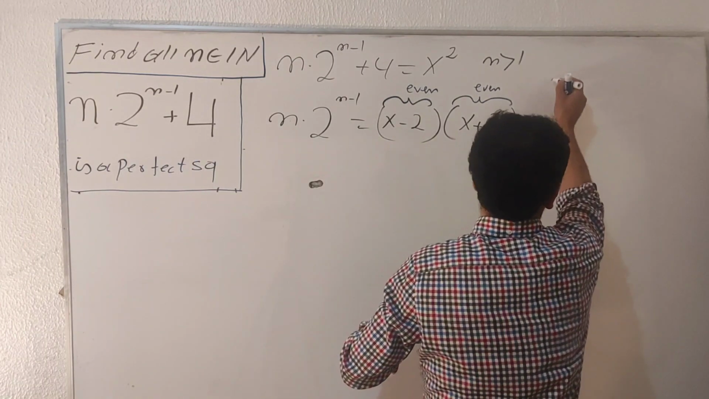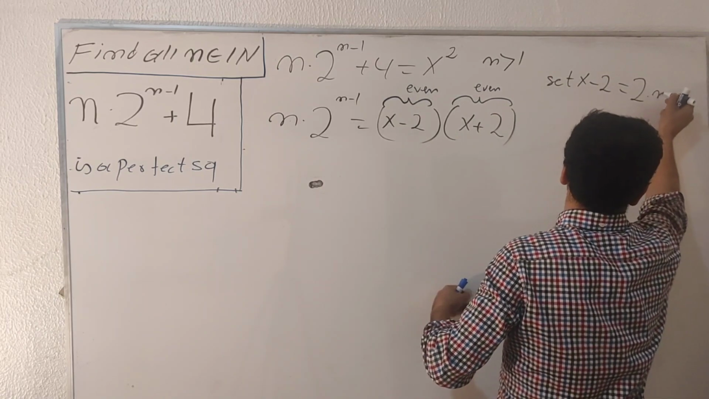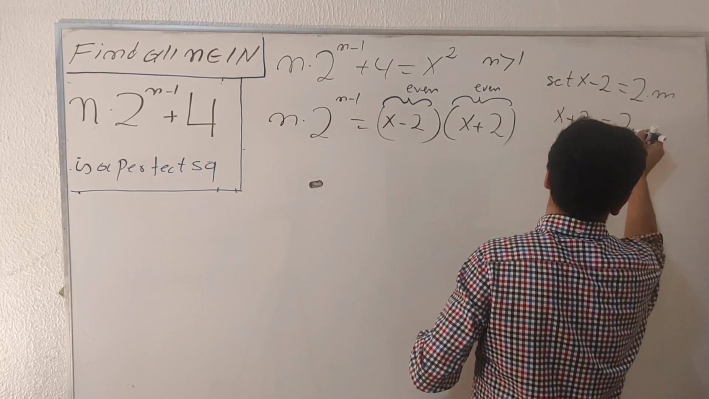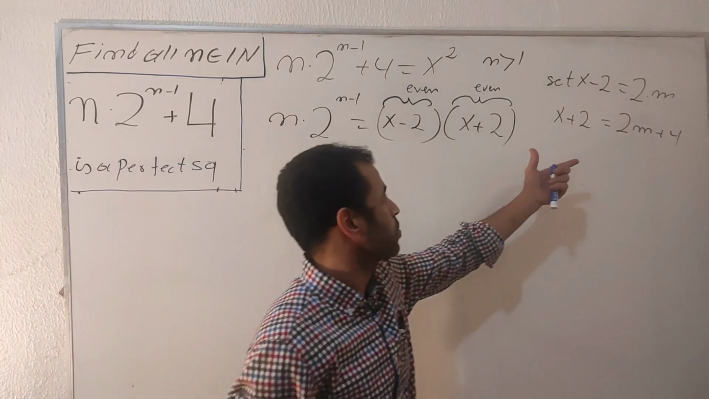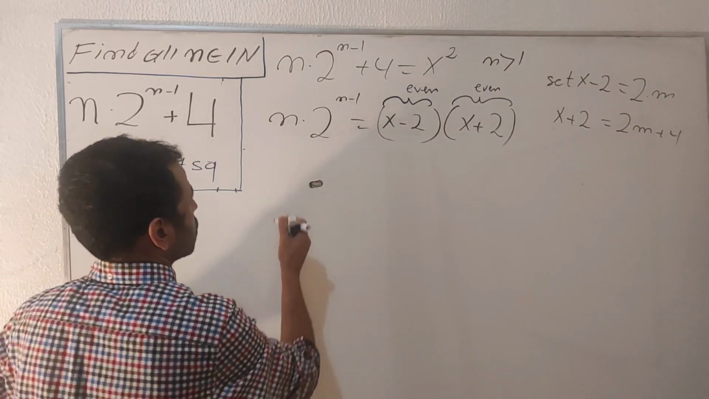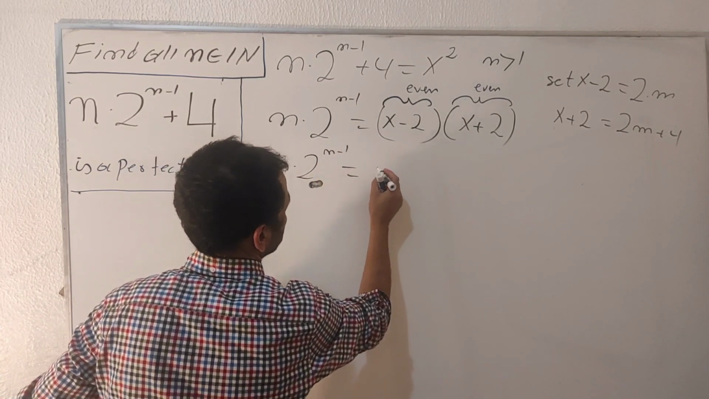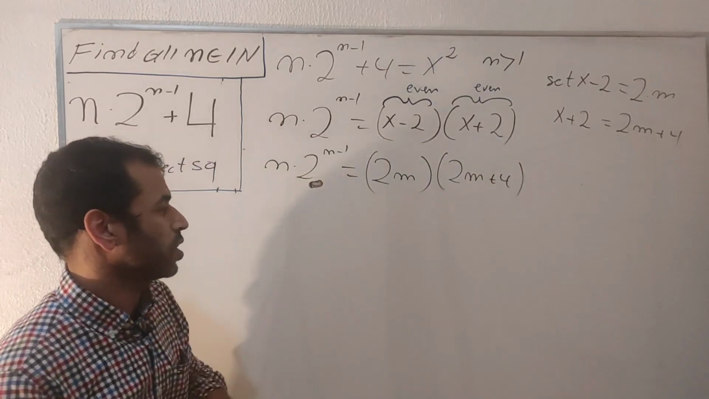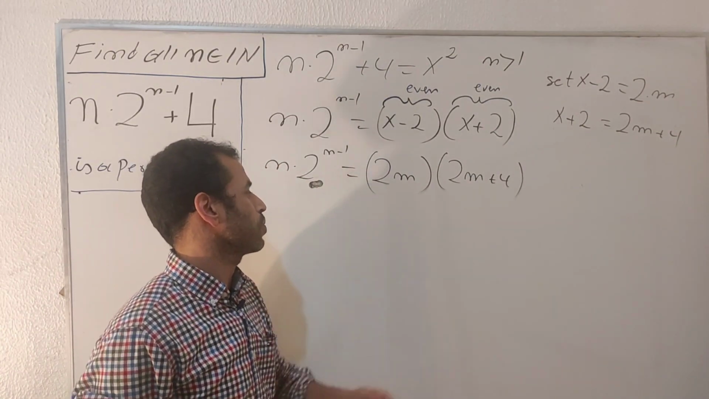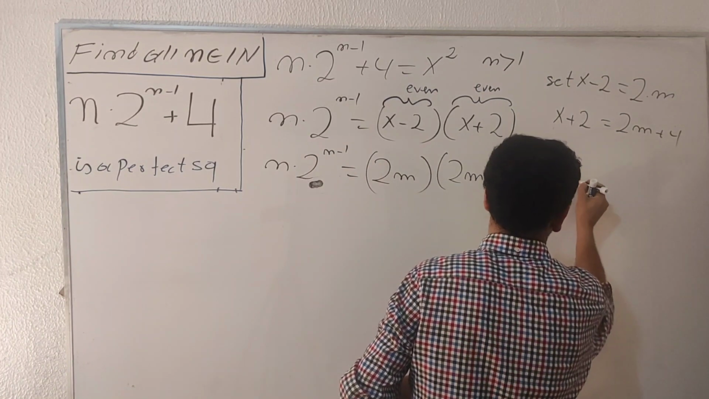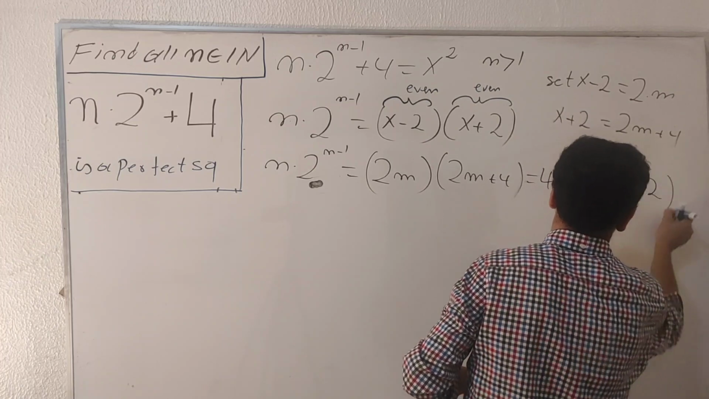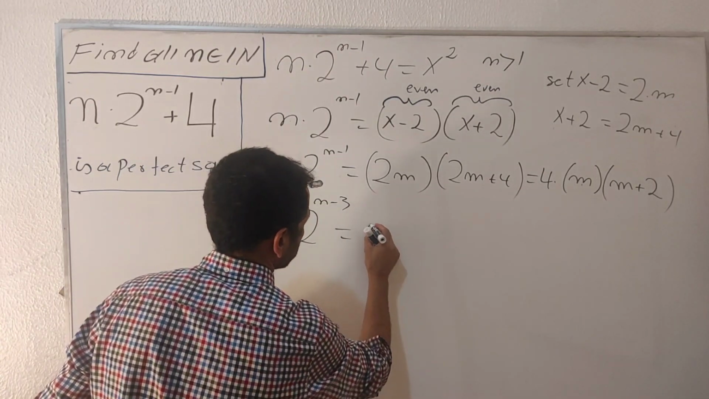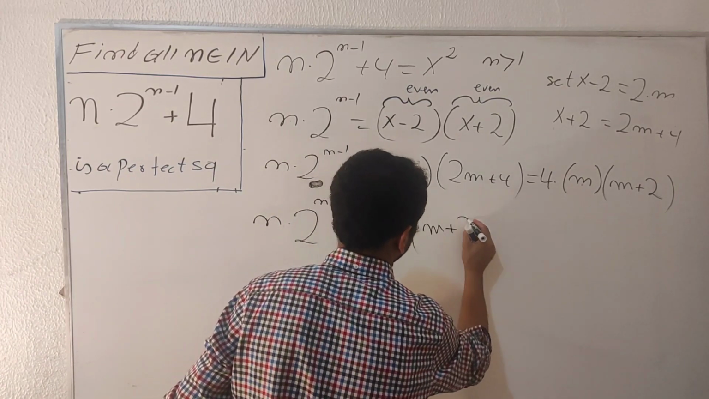Okay? So let's set x minus 2 equals 2 multiplied by m. Okay, let's add 4 on both sides. If I do that, I will get x plus 2 equals 2m plus 4. So by forming this product and replacing its value here, I get n multiplied by 2 to the n minus 1 equals 2m times (2m plus 4). So I'm going to take 2 out of this one and 2 out of this one to make 4 a multiplier. So I will have here 4 multiplied by m times (m plus 2). Then divide both sides by 4. I get n multiplied by 2 to the n minus 3 equals m times (m plus 2).